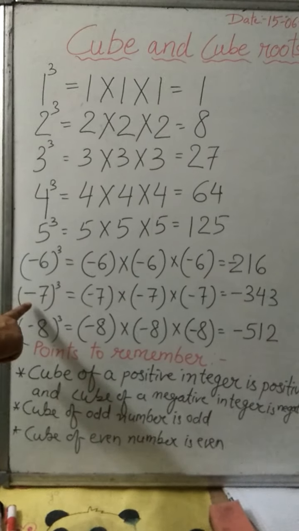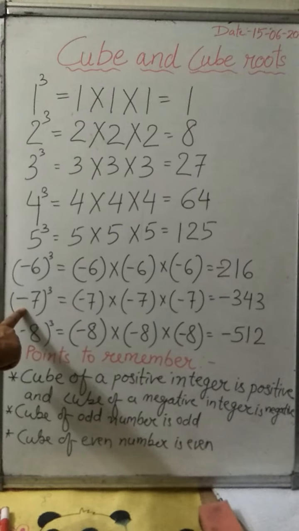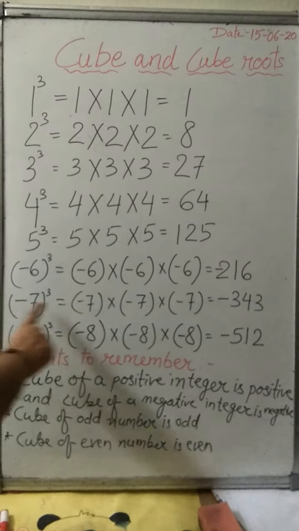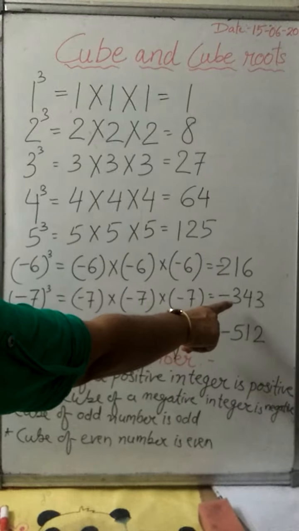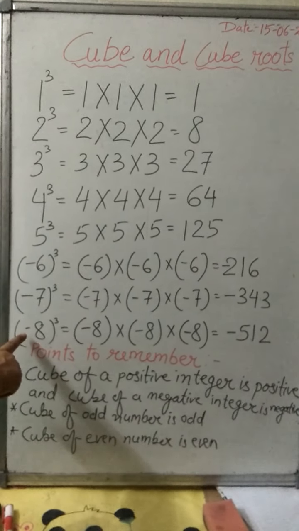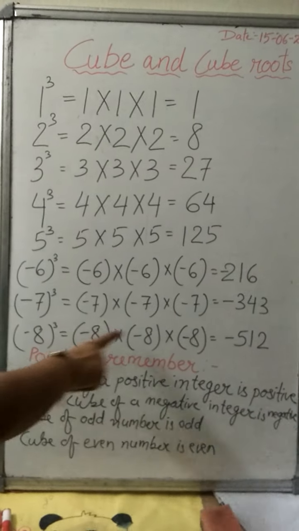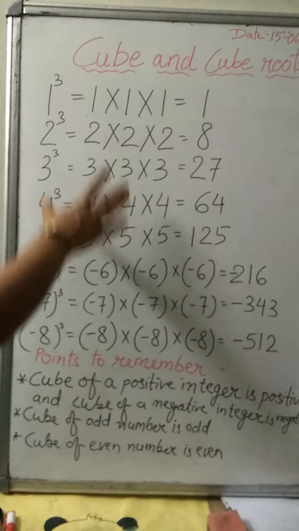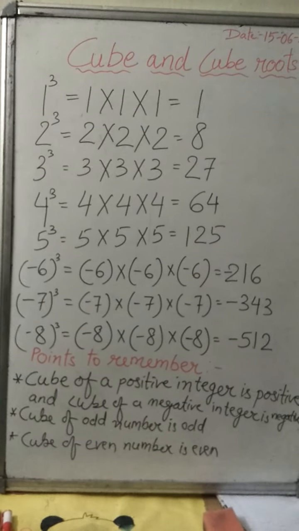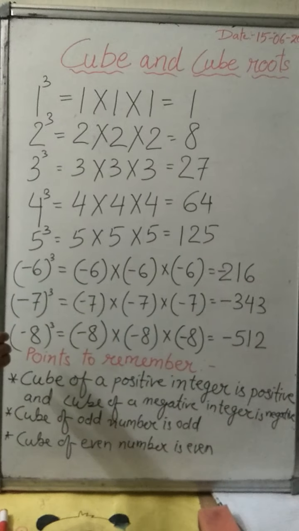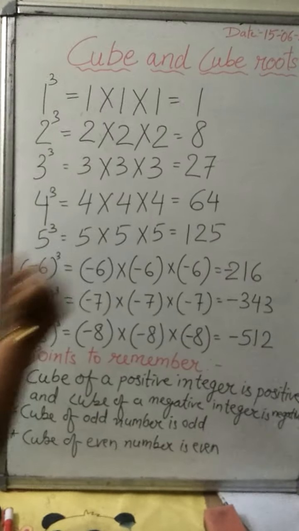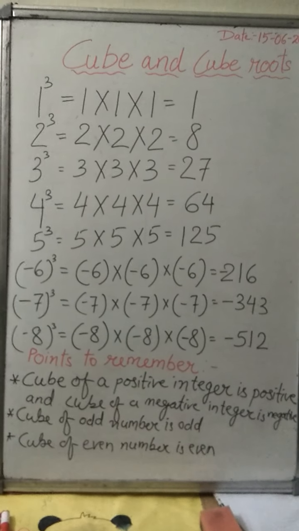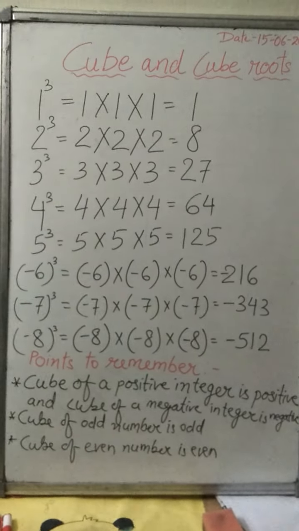Next, you can see the cube of minus 7. The cube of minus 7 is minus 343. And the cube of minus 8 is minus 512. Now observe these cubes which we have taken at random. We have selected a few numbers and we have taken the cube of those numbers. So what have we observed from these examples?